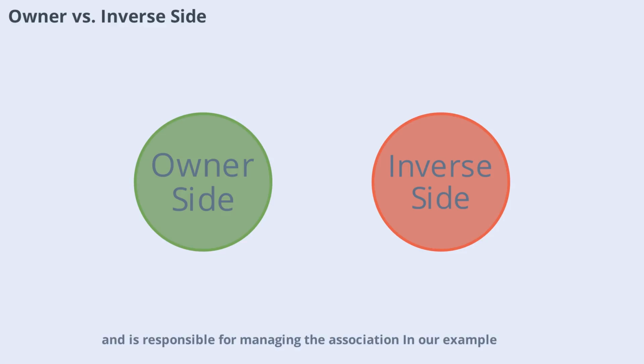In our example, user is the owner because it has the profile_id column and uses @JoinColumn. Profile, with mappedBy, is the inverse side and simply points back to user. This clear distinction helps avoid confusion and ensures your data stays consistent.